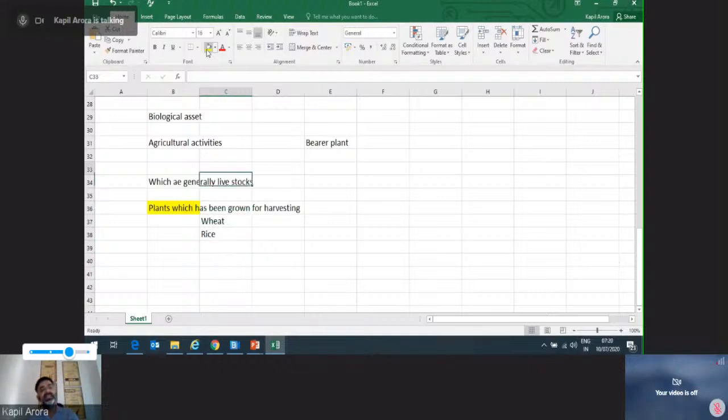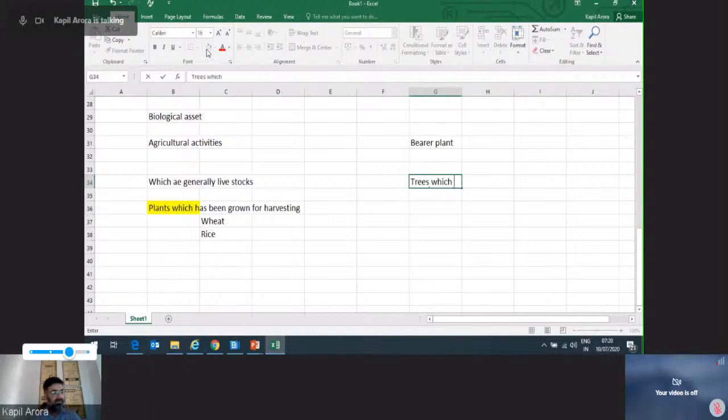On the other side, the bearer plant is actually the trees which have a life of more than 12 months and produce agricultural produce, or I can say give agricultural produce year on year.